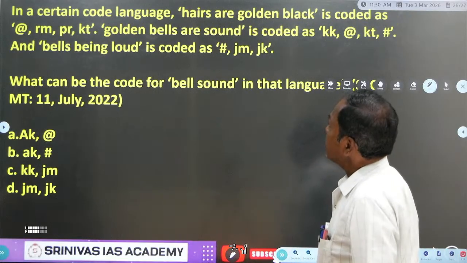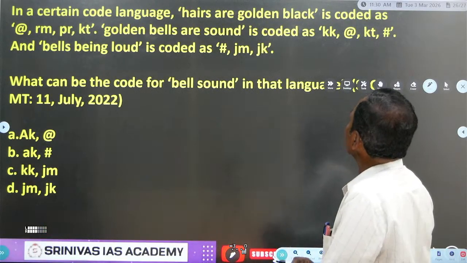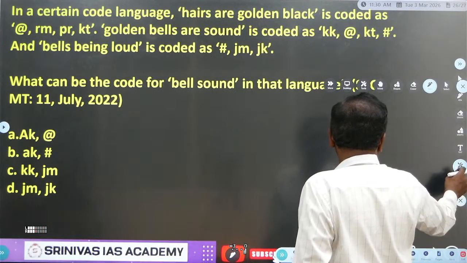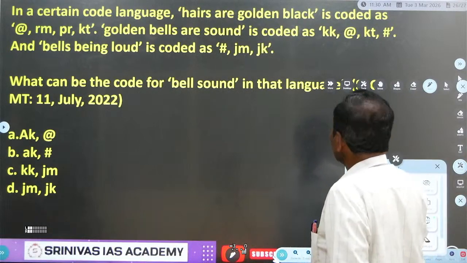Now, in a certain code language, hairs are golden black is coded as, I think you try to do now. We did solve a good number of questions related to this.